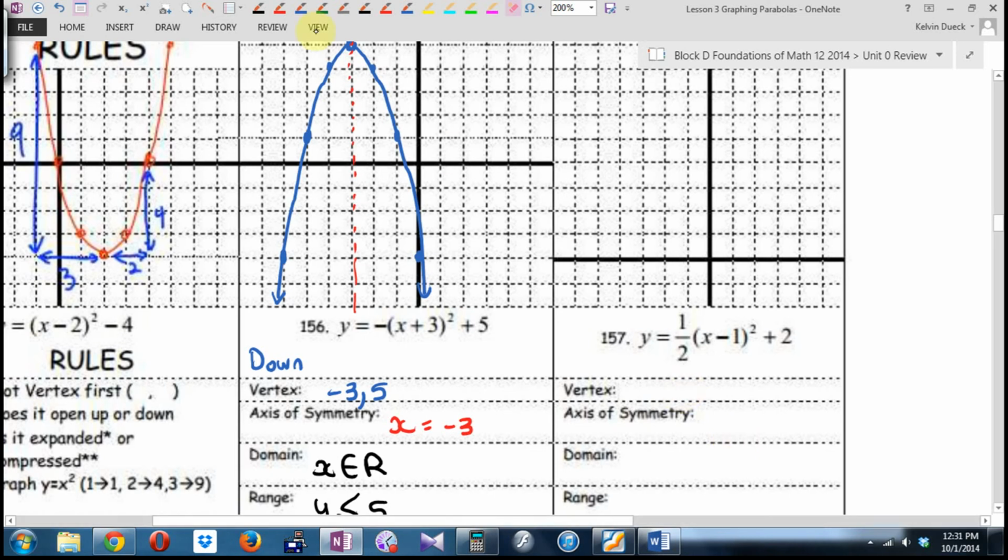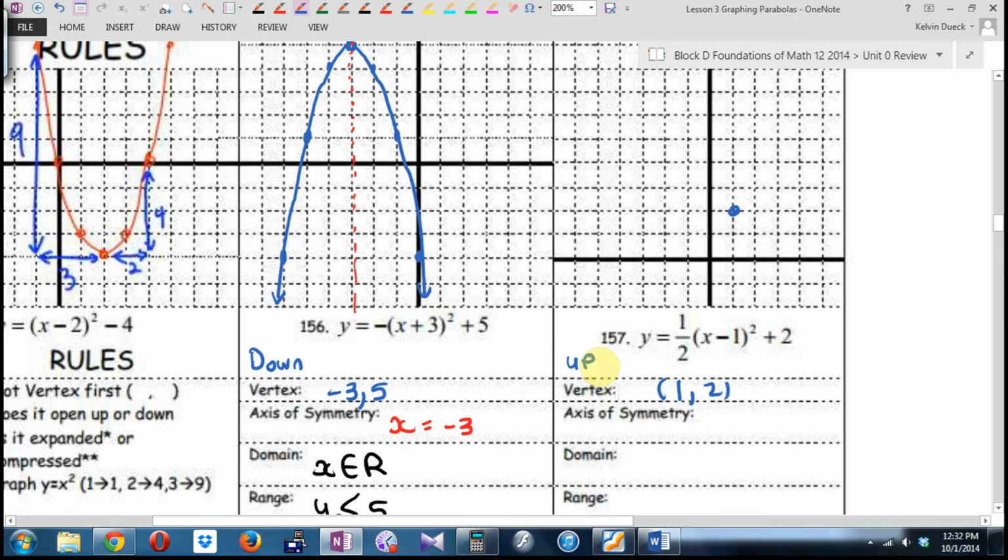Positive 1, comma 2. Let's put a dot there. 1 over, 2 up. Which way does this open? Up. I'm going to make a little note there. Up.